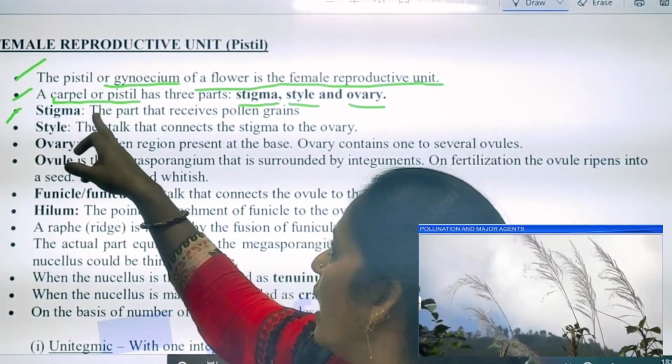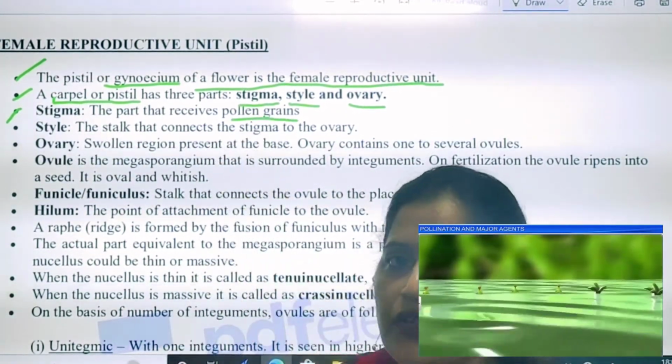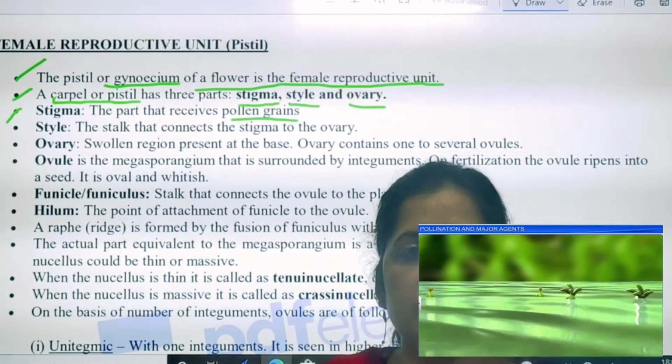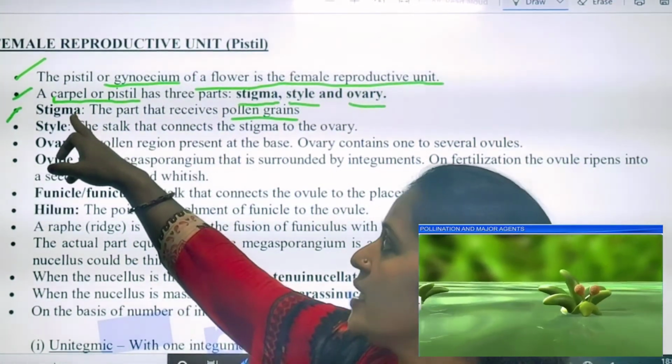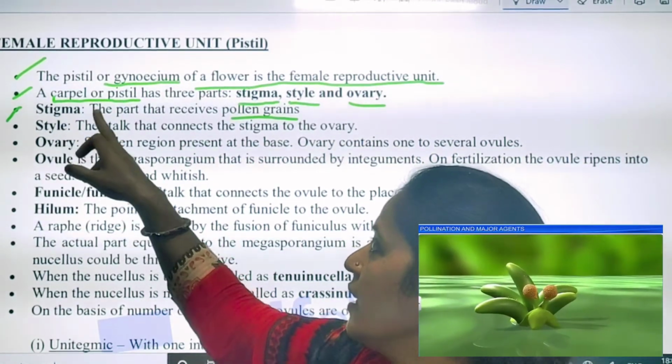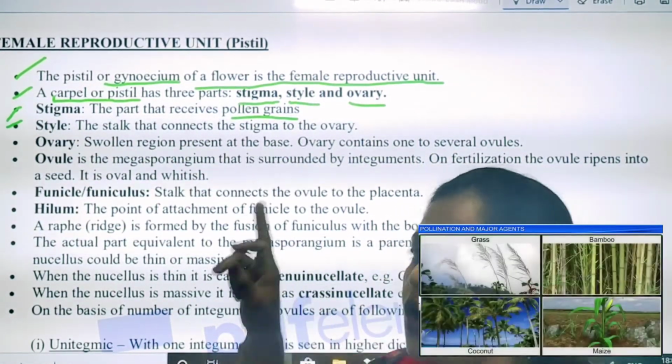Stigma, what do you mean by stigma? The part that receives pollen grains. ऐसा part जो किस चीज को receive करता है? Pollen grains को receive करता है. That part is known as the stigma. Next, style, the stalk that connects the stigma to the ovary.